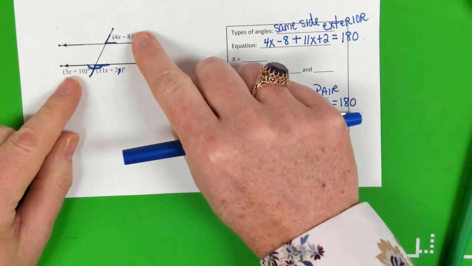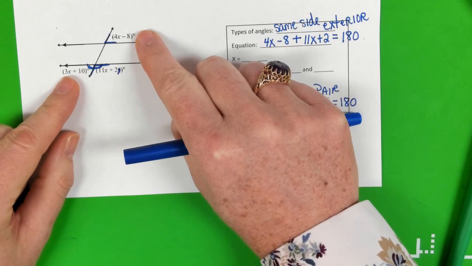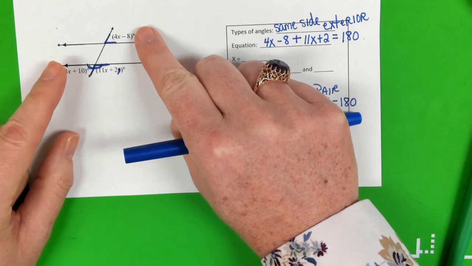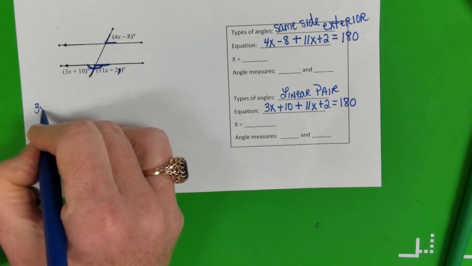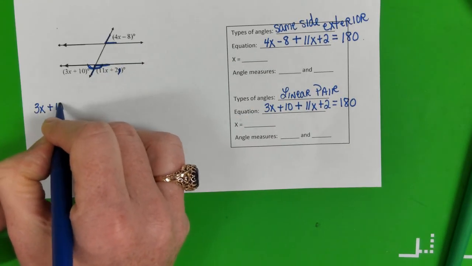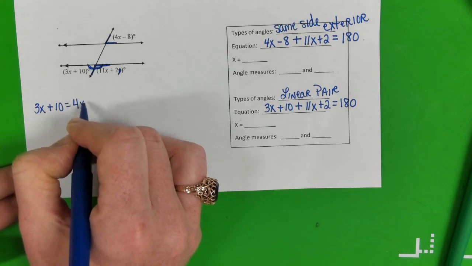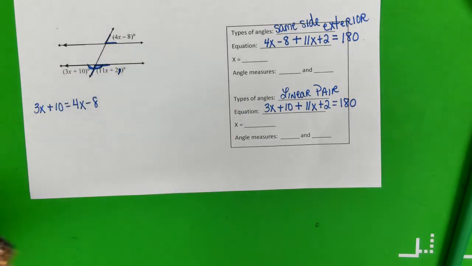Now there is a relationship between these two angles. These are alternate exterior. So we could have written that equation where they're congruent to each other, which we have already talked about. So this would be another option for solving for those angles.